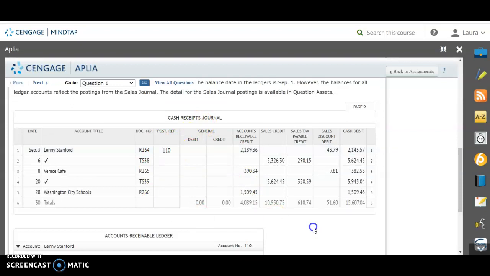Remember what we said previously, that if it's a check mark in the entry for the account title, then there's going to be a check mark in the post reference to show that you're not going to post it. So right here, we're just going to put a check mark because we're not going to post it.